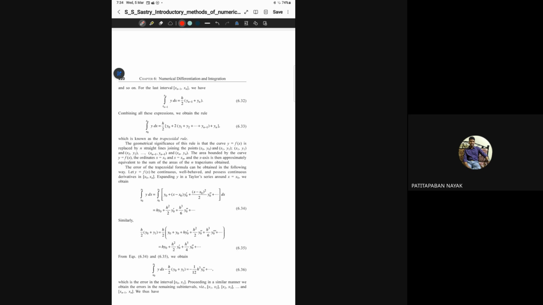And the integration value would be h by 2. Here, what is the value of h? h is equal to 0.2. So the integral value is h by 2 into f of the first point, fa, or if you call it f1, plus twice f2, plus twice f3.